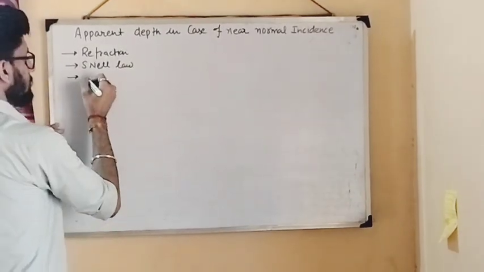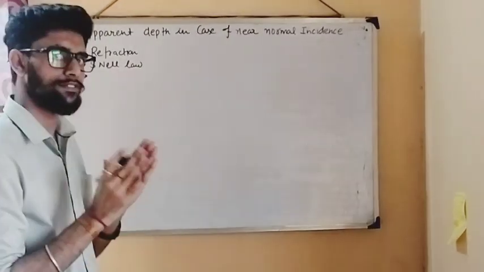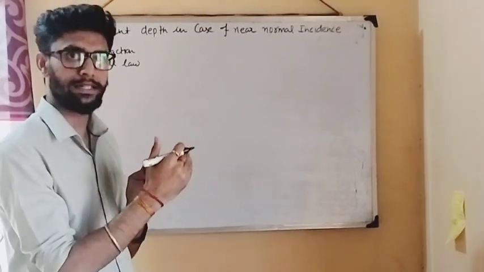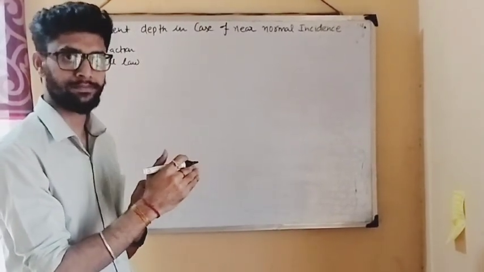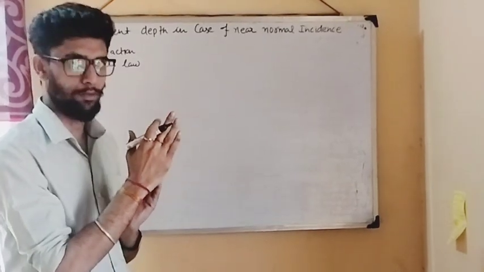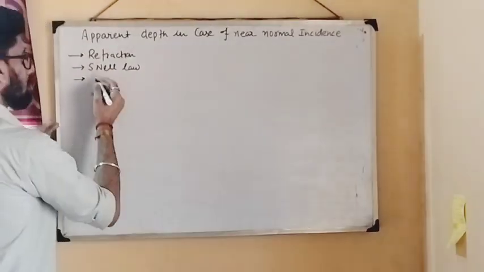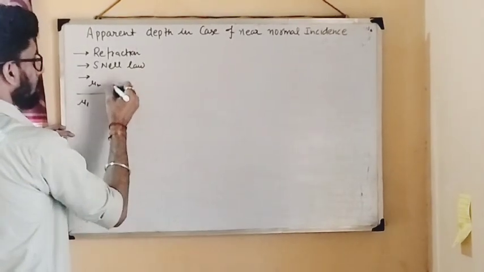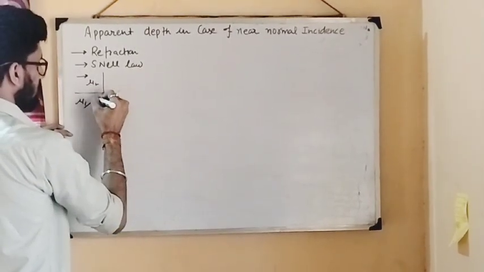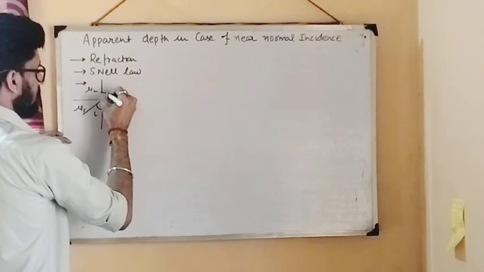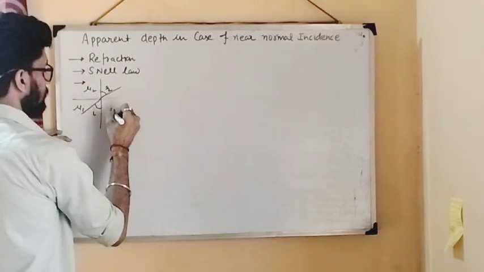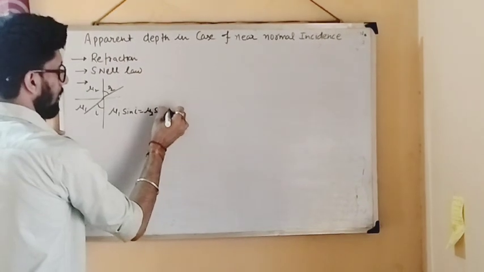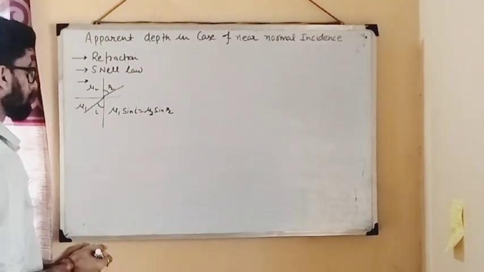Now Snell's law. Snell's law says that the product of the refractive index of the medium from where the light is going, multiplied by the sine of the angle it is making with the normal, is constant. That means if we are going from some medium mu1 to mu2, and with the normal light is making some angle i, and in the other it is making r, then mu1 sin i is equal to mu2 sin r. This is your Snell's law.